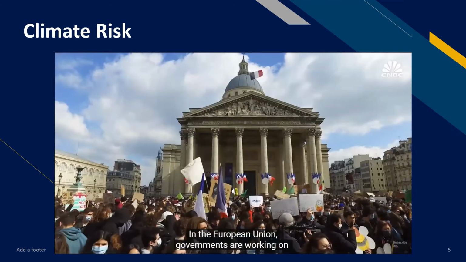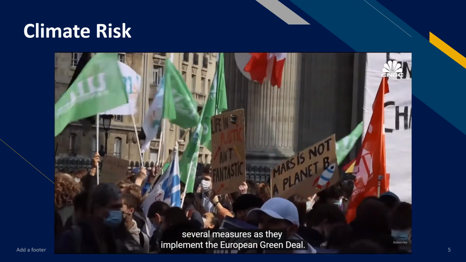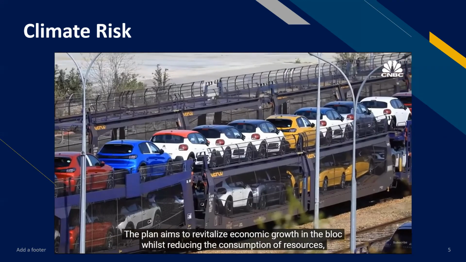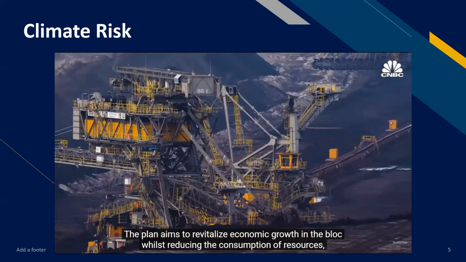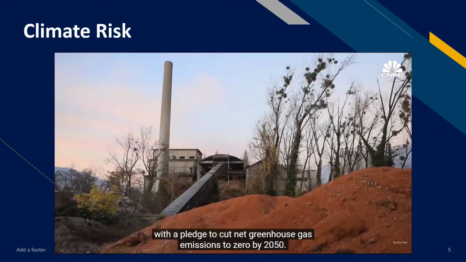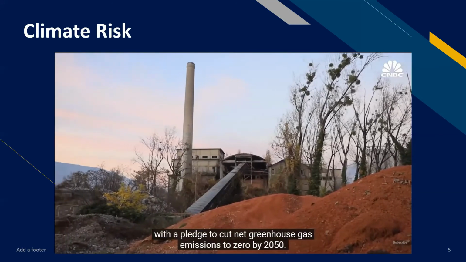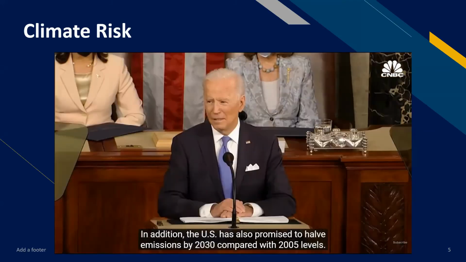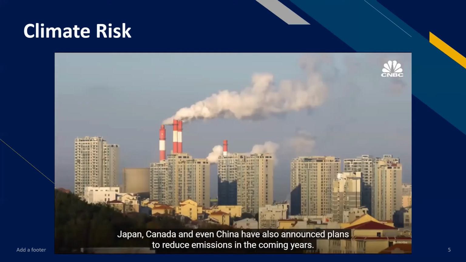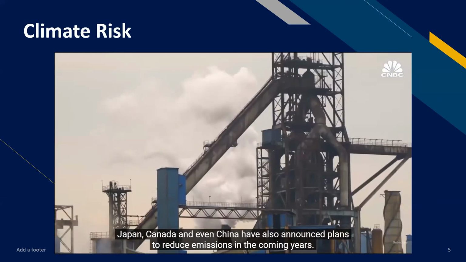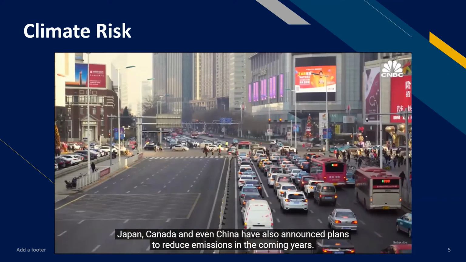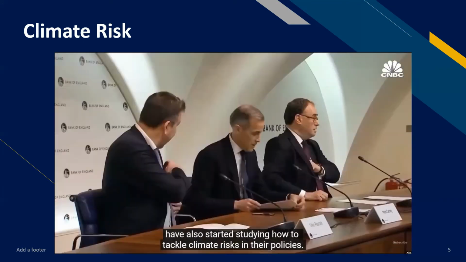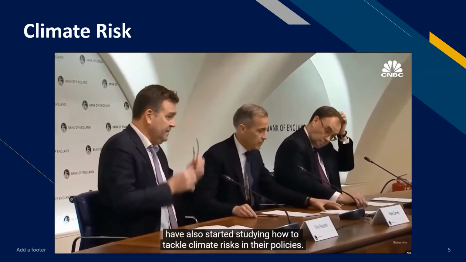In the European Union, governments are working on several measures as they implement the European Green Deal. The plan aims to revitalize economic growth in the bloc whilst reducing the consumption of resources, with a pledge to cut net greenhouse gas emissions to zero by 2050. In addition, the US has also promised to have emissions by 2030 compared with 2005 levels. Japan, Canada, and even China have also announced plans to reduce emissions in the coming years. Central banks, charged with ensuring economic stability, have also started studying how to tackle climate risks in their policies.